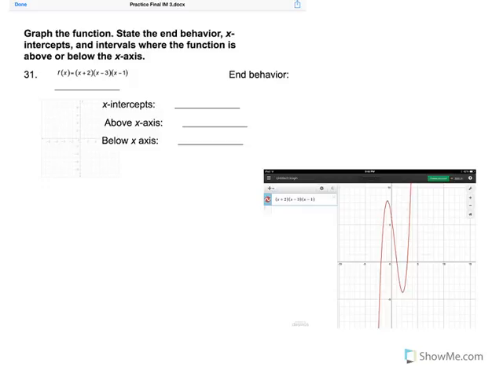Number 31 says graph the function, state the end behavior, x-intercepts, and intervals where the function is above or below the x-axis. Now, since this function is already in factored form, we can easily tell that the x-intercepts will be at -2, 3, and 1. Those are the zeros. So we can see from this graph that those are where the 3 zeros are placed. And -2 here, 3, and 1. And so the first one we can answer is x-intercepts, which are -2, 3, and 1.